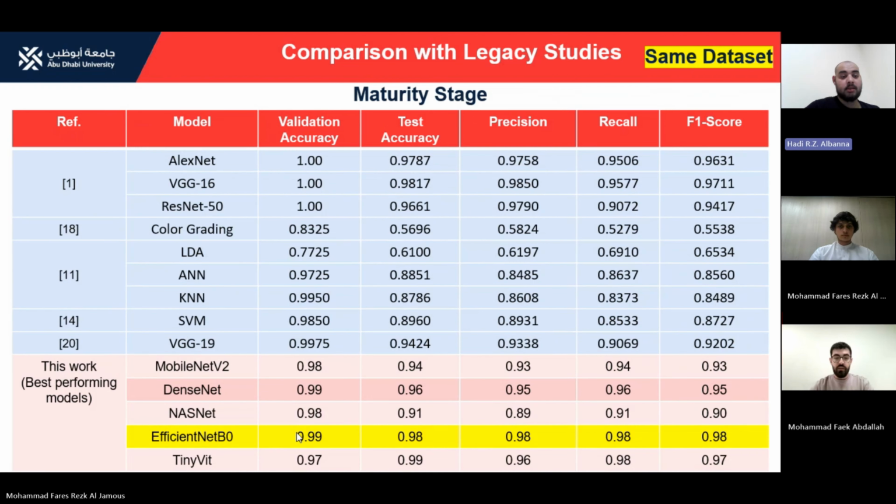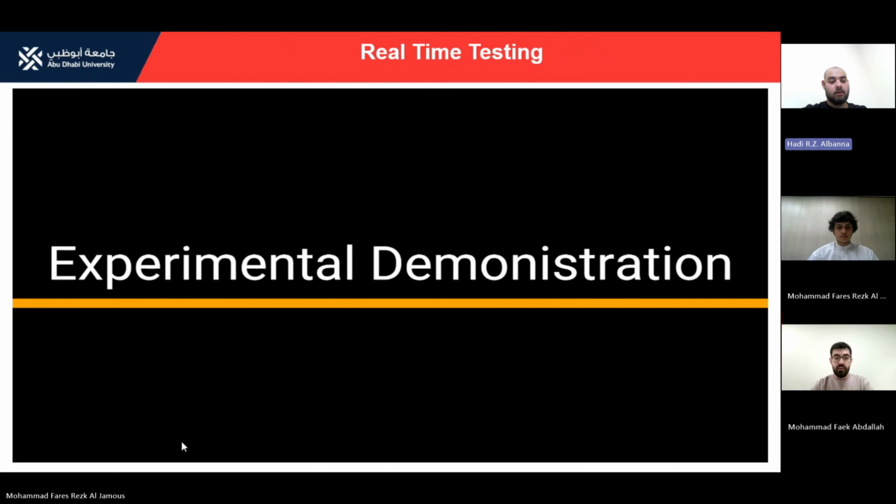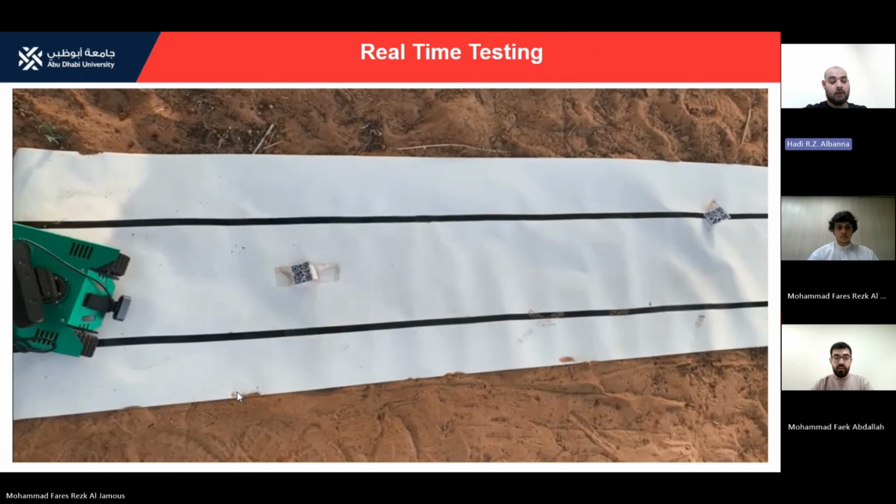This table discusses the comparison with the legacy studies, but this time it's about the maturity stage. As you can see here, our model, the EfficientNet B0, highlighted in yellow, also outperformed almost every existing model there is. And now we are going to check a live demonstration of our system.